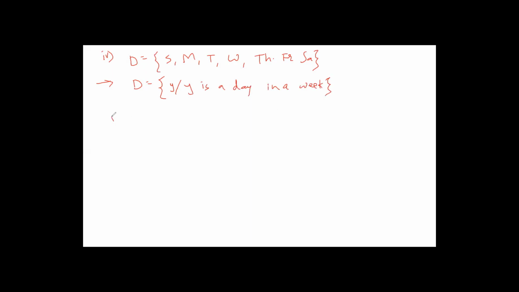The last example is given here. E equals, in curly brackets, A, E, T is given. So how will you write in rule method? The set of all elements y such that y is a letter of which word? TEA. Yes, the one that you take in the morning, tea. So students, we have considered all the examples from your practice set 1.1.